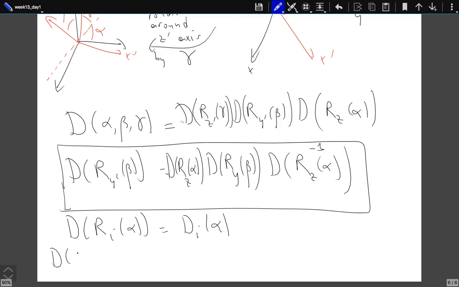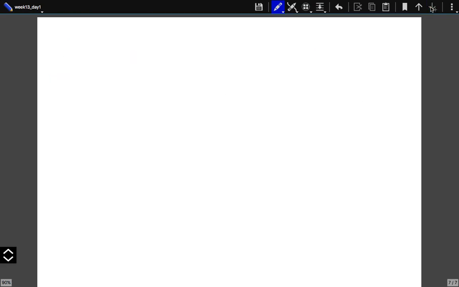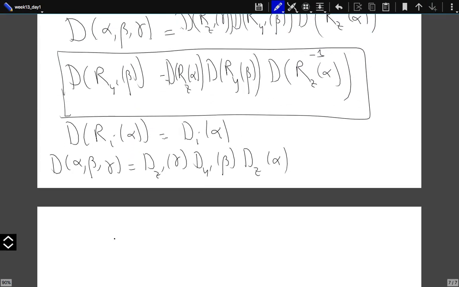So what do we have? The rotation by these earlier angles, alpha, beta, and gamma. This is the same thing as rotation around the z prime axis by gamma, rotation around the y prime axis by beta, and the rotation around the z axis by alpha. This is a rotation around the z prime axis by gamma.